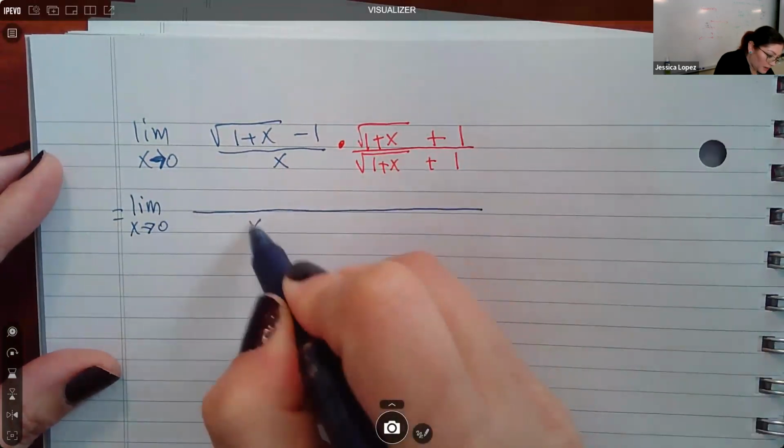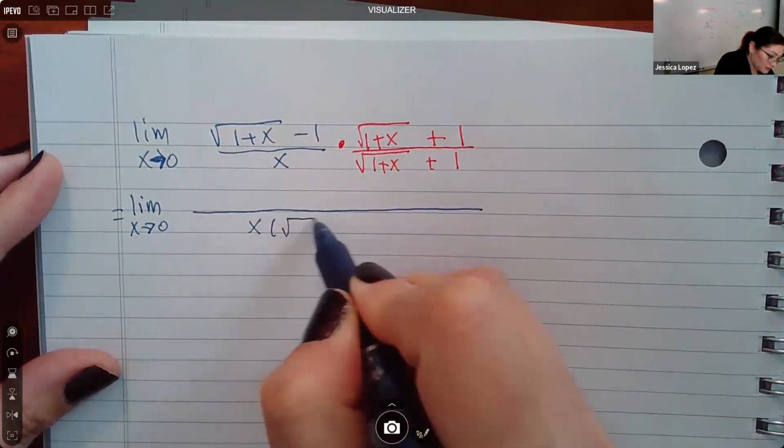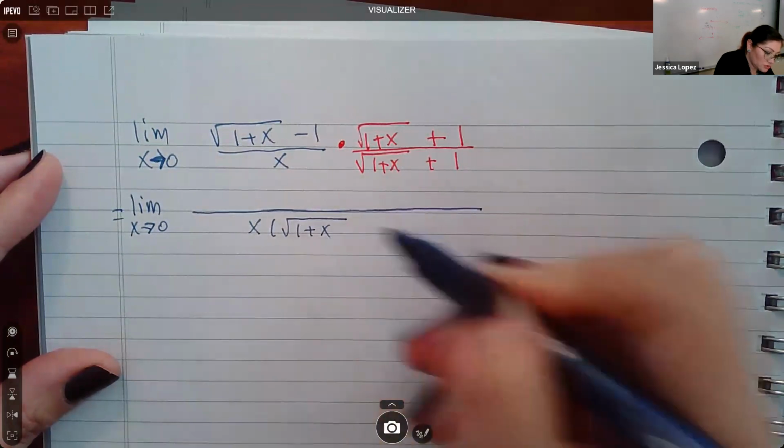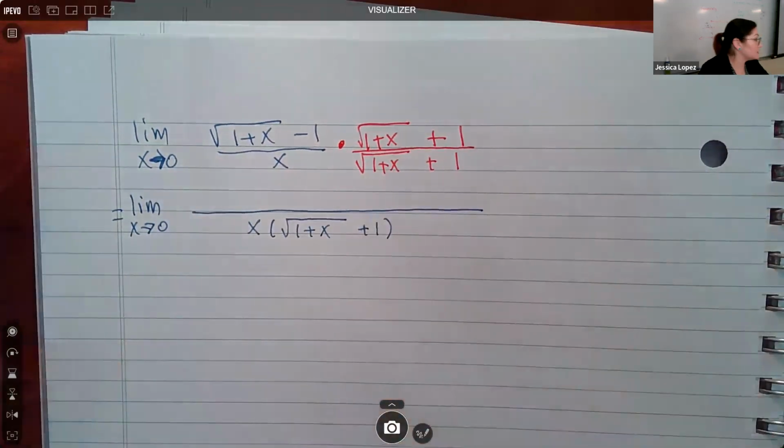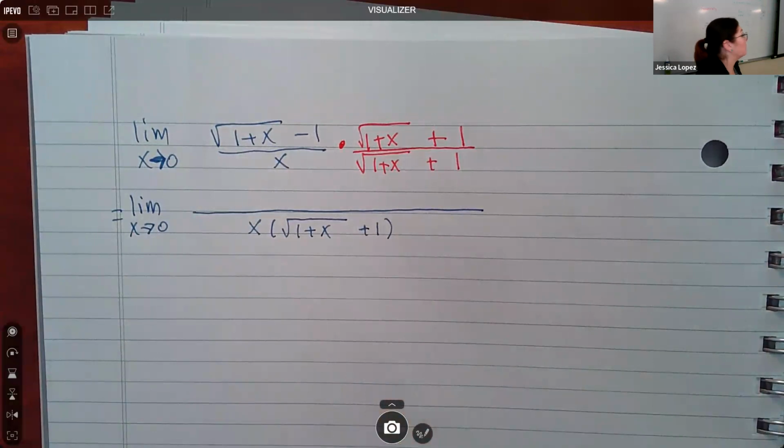Do not FOIL the bottom, because the whole goal is to cancel out that little x. So don't even distribute it in, because it's going to have to come back out to cancel, okay? So just leave the bottom alone. You just write them together and that's it.